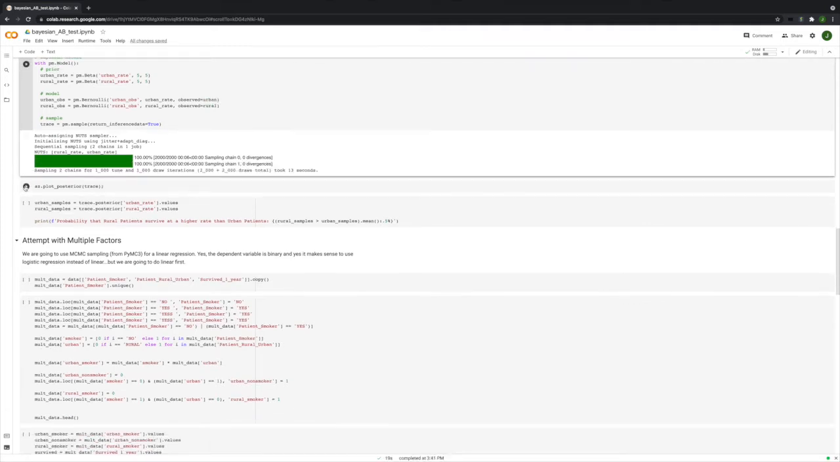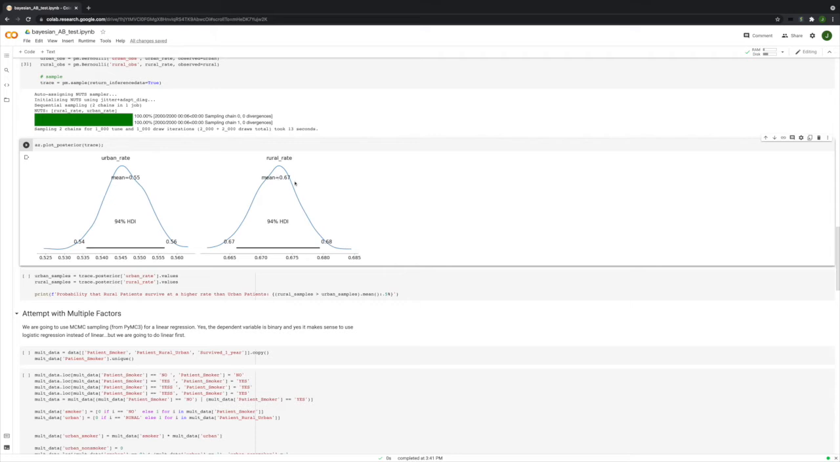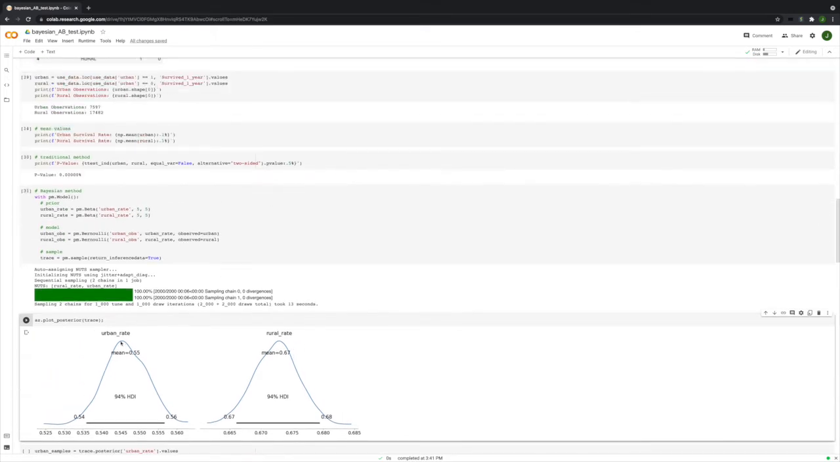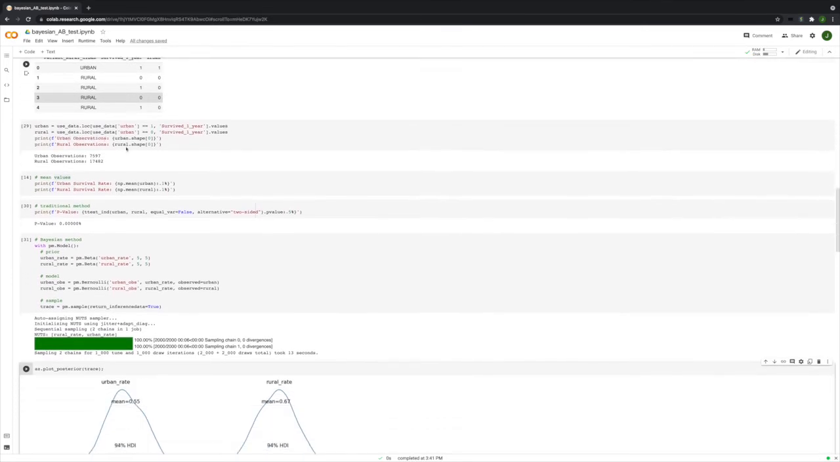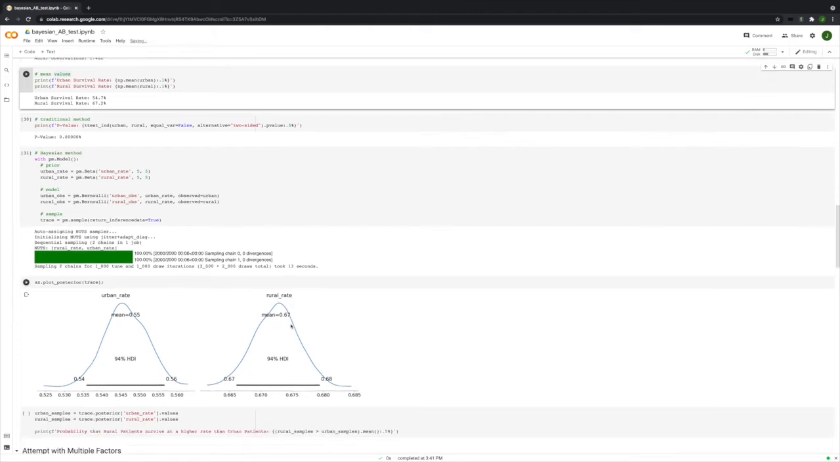We'll do all the sampling, and again, we'll speed this up. All right, let's go ahead and plot the posteriors here. We can see our mean for both the urban rate and the rural rate. I guess we didn't print that. Oh, here it is. 54.7, or about 0.55 here, and 67.2, or about 0.67 here. So those means are good.